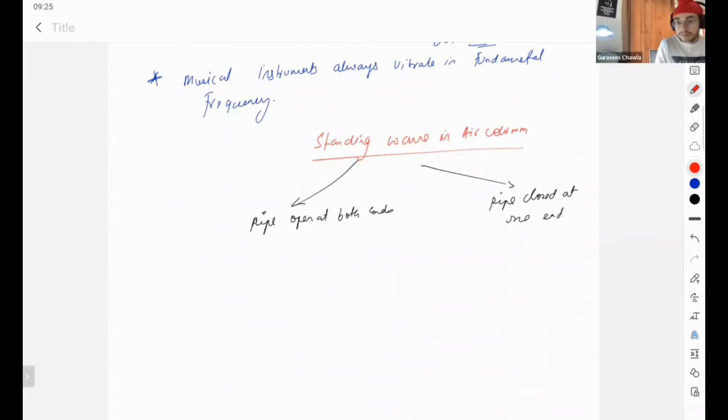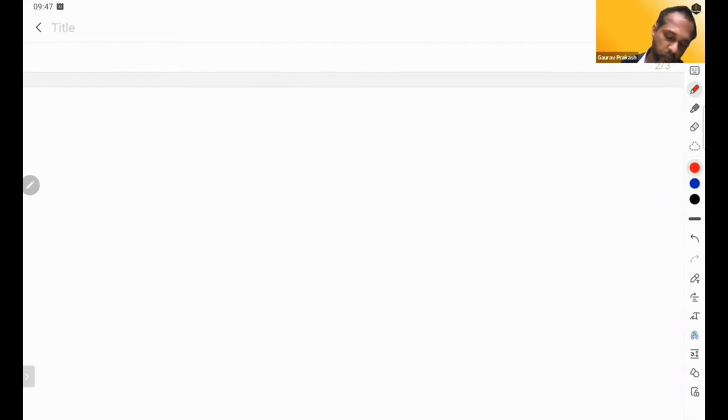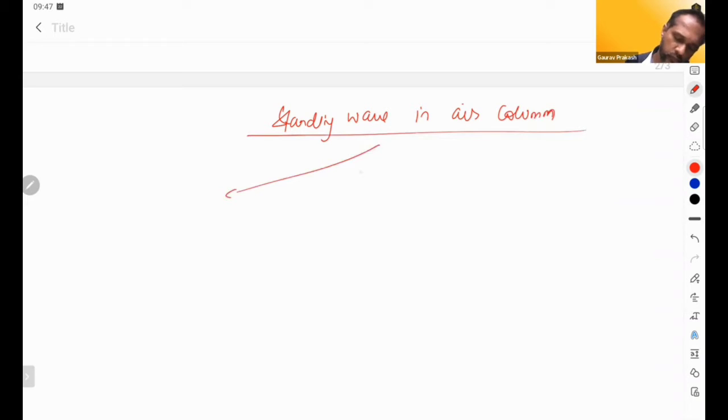And today we are going to do air column. This is tube. ठीक है? Air column, standing wave in air column. So there are two situations, Rashish. One is open at both ends, closed at one end.